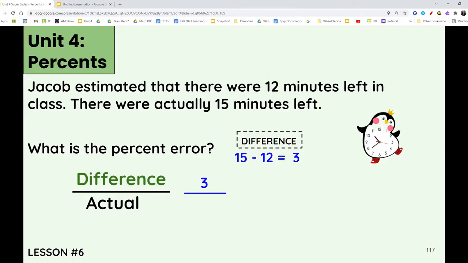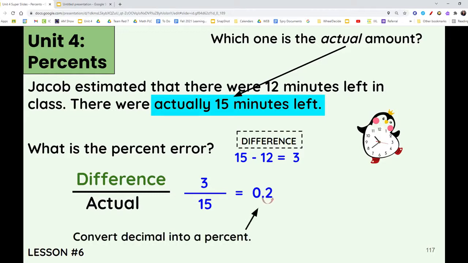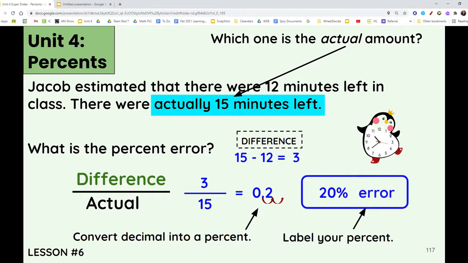Second, what is the actual amount? I don't mean which one came first. I mean, how many minutes were there actually left in class? So let's see. Jacob estimated that there were 12 minutes left in class. That's his estimate. There were actually 15 minutes left. So 15 should go in the denominator. Okay, go ahead and do 3 divided by 15. You should get 0.2, which would be what as a percent? 20%. So he made a 20% error, which means his estimate was 20% off of the actual amount.